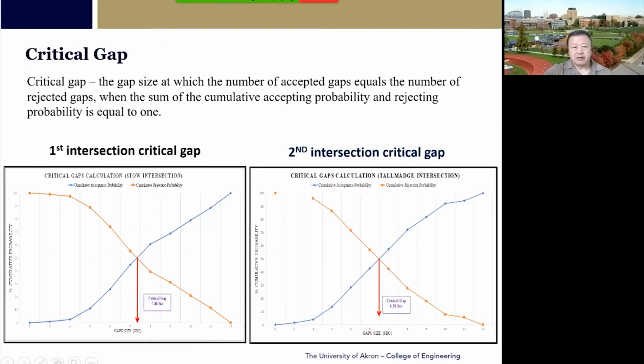We also did critical gap analysis. From intersection 1, we show that the critical gap is roughly at 7.4 seconds, but for intersection 2, it's 6.5 seconds.